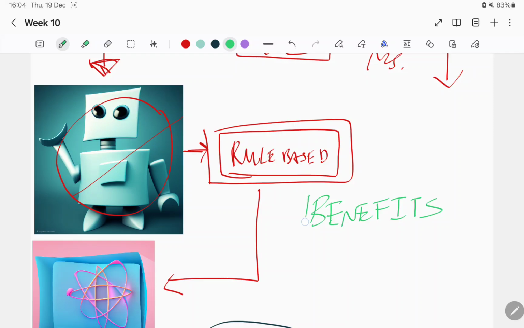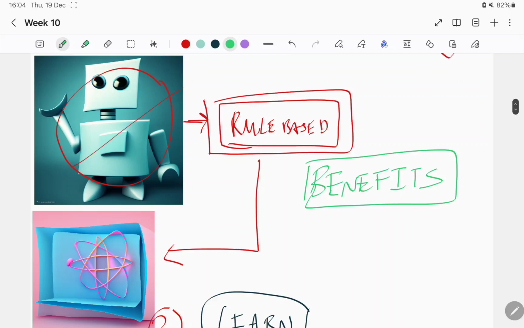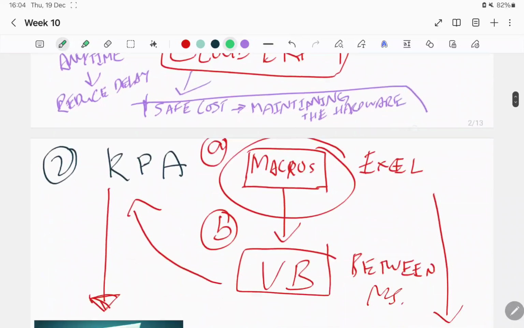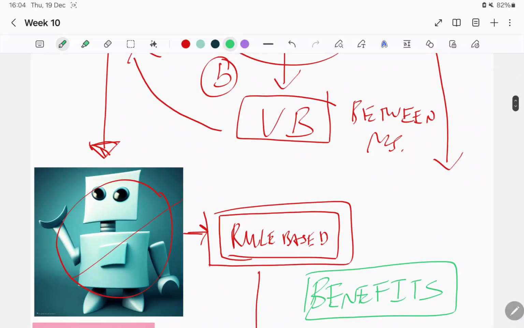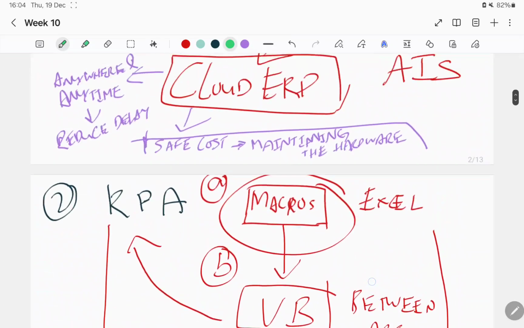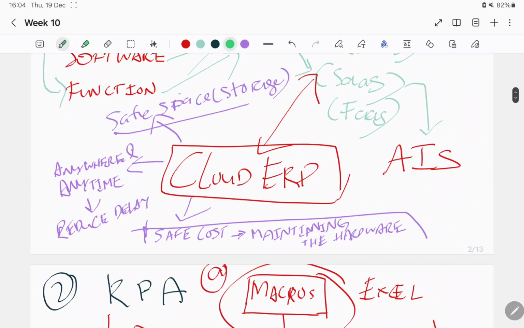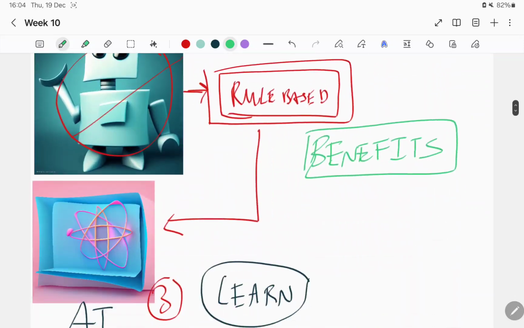The RPA and AI are the same thing, is it? They are not the same thing. So the types of software as a service: one was cloud, one was RPA, and the third one is AI.